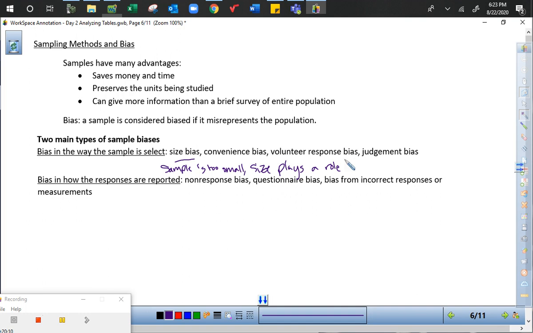The other option is if size plays a role in how you're selected. So say I'm picking names out of a hat.